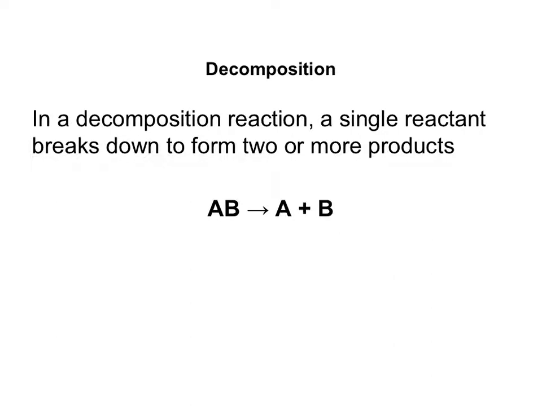A decomposition reaction is the reverse. In a decomposition reaction, you have one reactant that then breaks apart to form two or more. In both of these cases, the synthesis might have more than two reactants, and the decomposition could have more than two products, but this is just showing you this example. And again, A and B could be elements or compounds, but the key is, in a decomposition, there is only a single compound as a reactant that's then broken down.